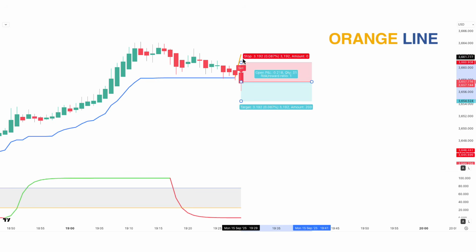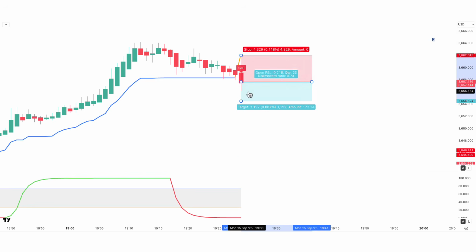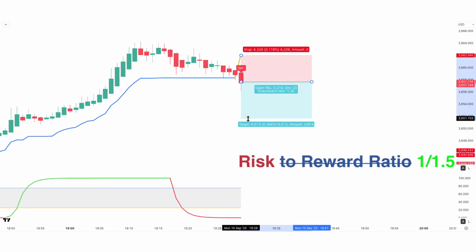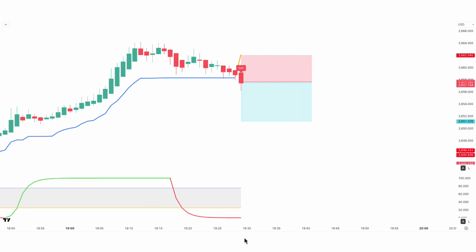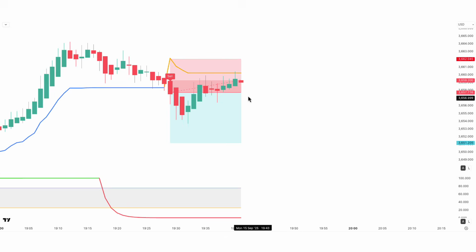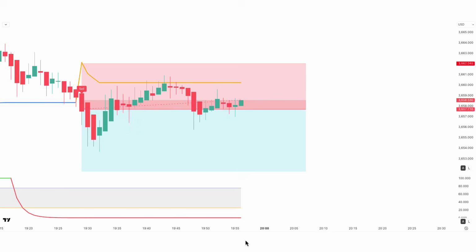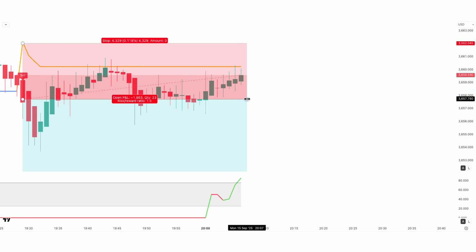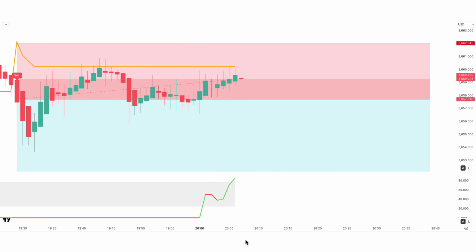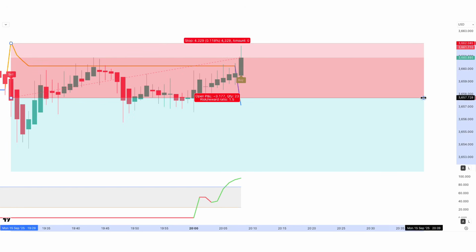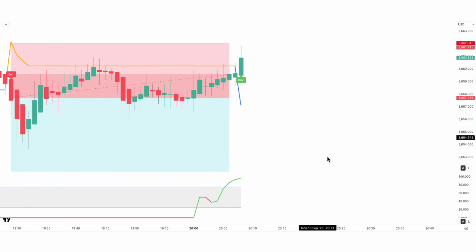Our stop loss is to be placed at the orange line, and the risk to reward ratio will be 1:1.5. Let's see what happens to our trade. Our trade is running in profit. Here, the market has given the next signal, so we will close this trade.